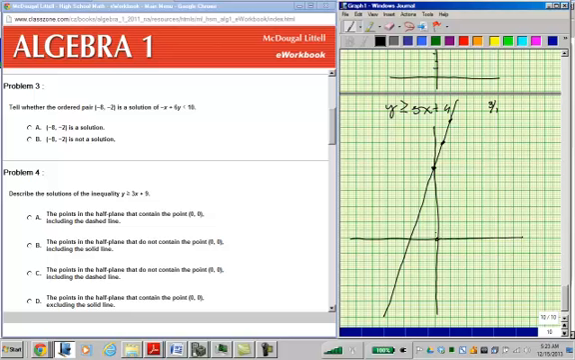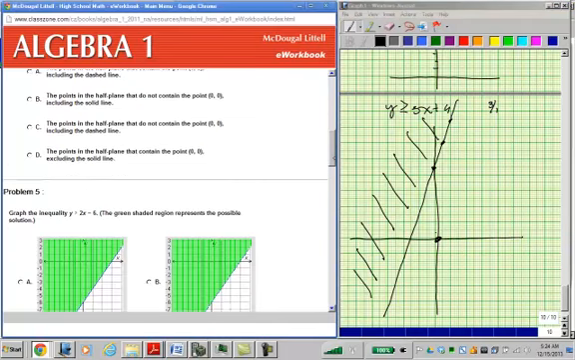Now here's 0, 0. Is 0 greater than 9? No. Is 0 greater than 3 times 0 plus 9? No. So we shade the region, the half plane, on the other side of the boundary line, which is solid. And the boundary line is part of the solutions.